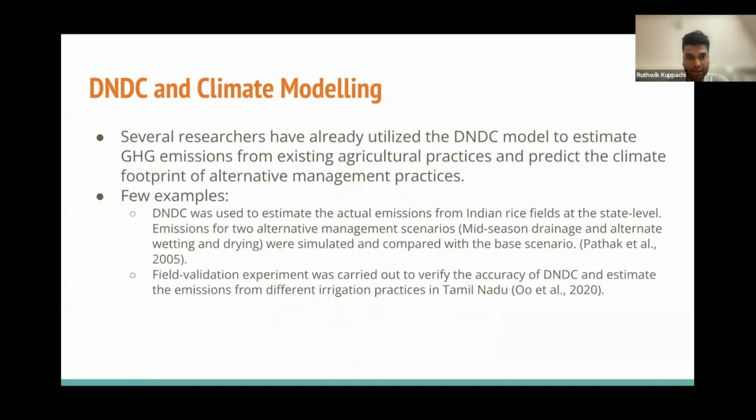And again, we're just trying to reiterate the point of how DNDC can be used in the context of climate modeling. The DNDC model has a really good use case for any type of analysis. You can do hydrological analysis, you can do soil specific analysis. Again, we used this for climate modeling, so we were interested in the carbon emissions, in the GHG emissions part of the output.